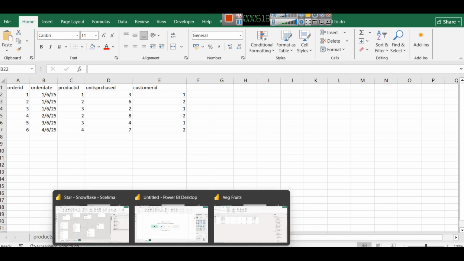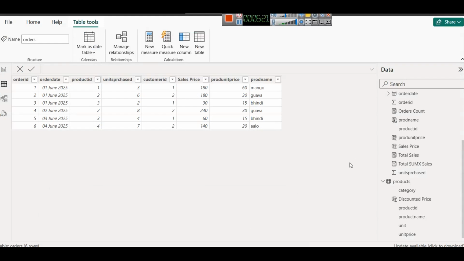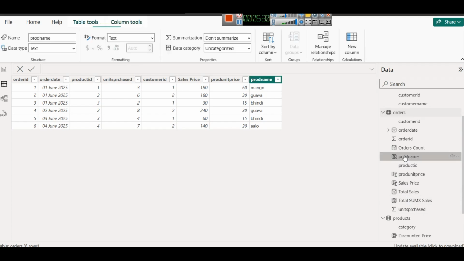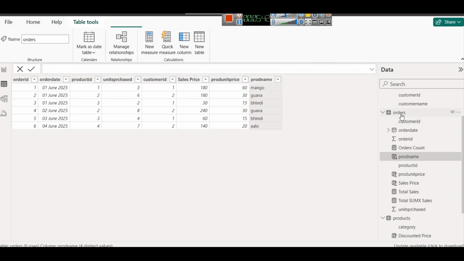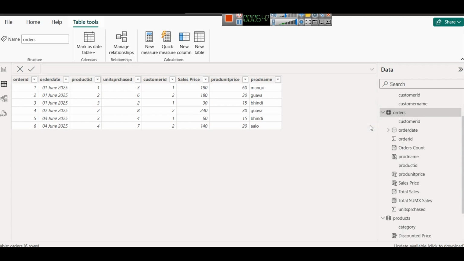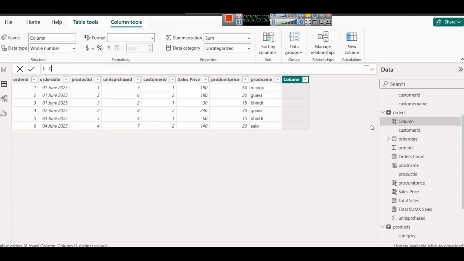So when we created the model in Power BI, I'm showing product name in orders table, and that is because of a calculated column and a function called RELATED. What? RELATED. Suppose I want to show customer name here. So what will I do? I will right click here, create a new column, call it customer name. Okay.